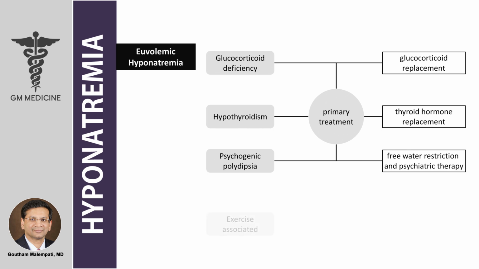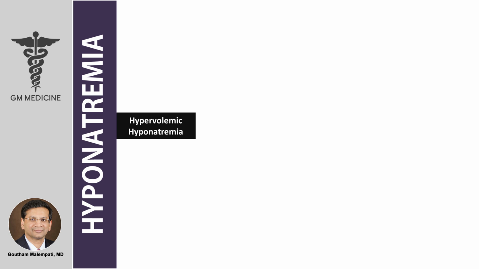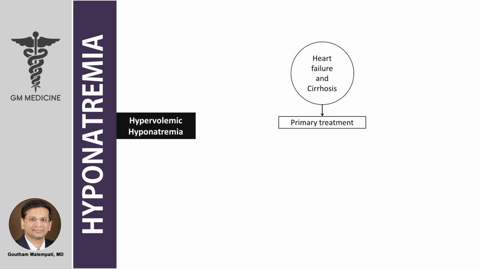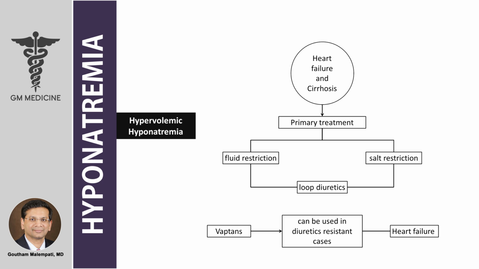If the hyponatremia is exercise associated, then one should treat with isotonic saline, and sometimes they might require salt tablets. Treatment for hypervolemic hyponatremia: in case of heart failure and cirrhosis, the primary treatment would be both fluid and salt restriction along with loop diuretics. Now, Vaptans can be used in diuretic resistant cases only in case of heart failure.